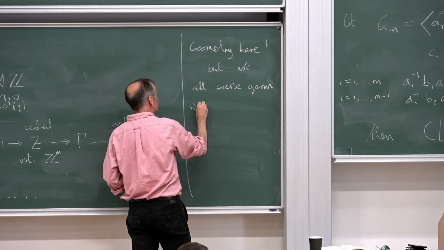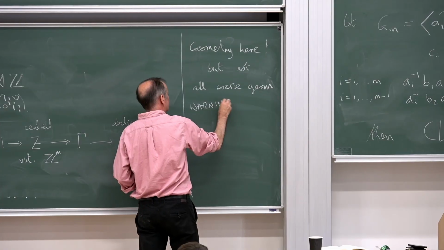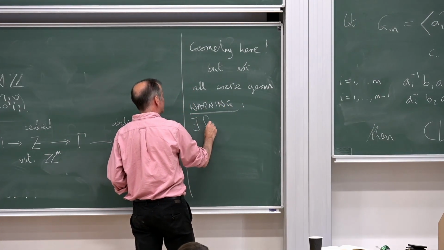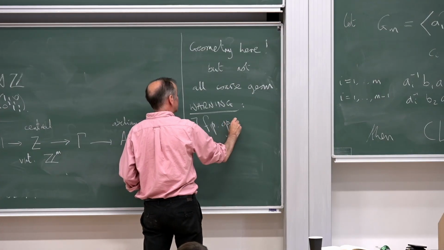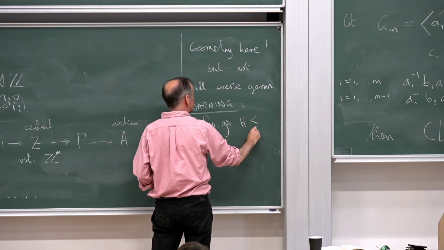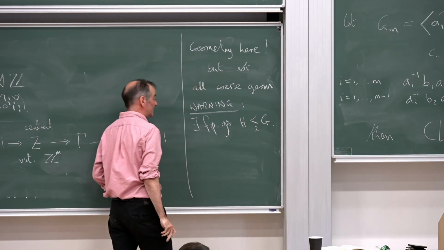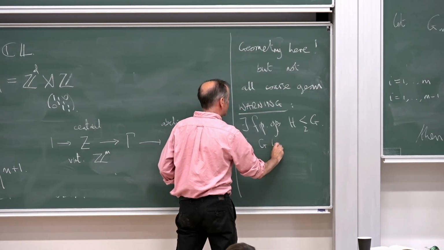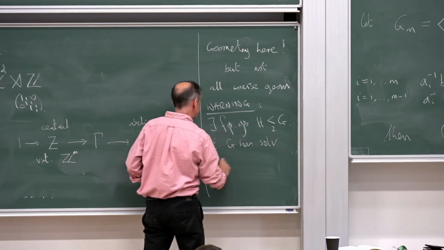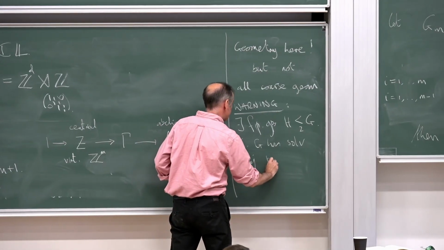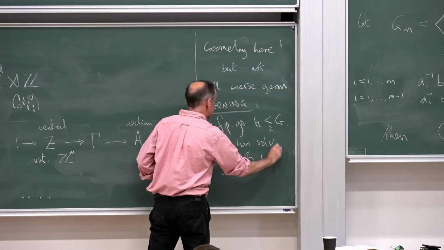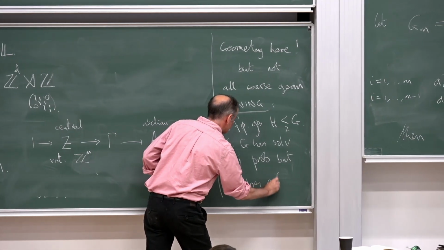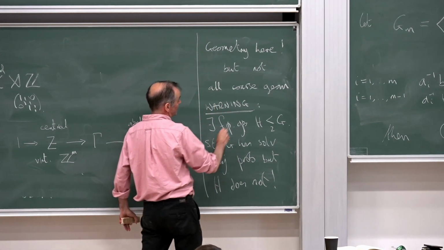There exist finitely presented groups, like G with a subgroup H of index 2 in G, so that G has a solvable conjugacy problem, but the subgroup of index 2, H, does not. That's Collins and Miller.